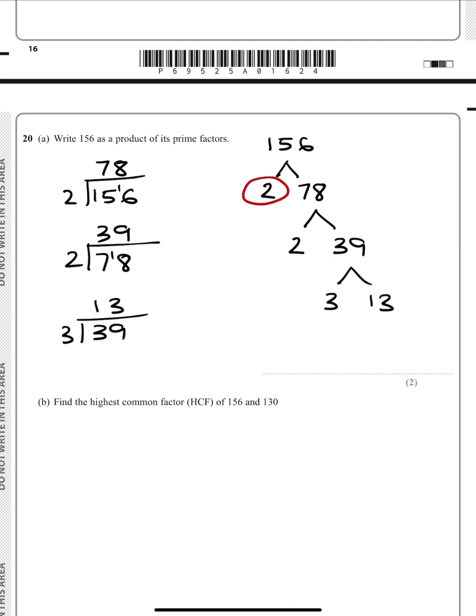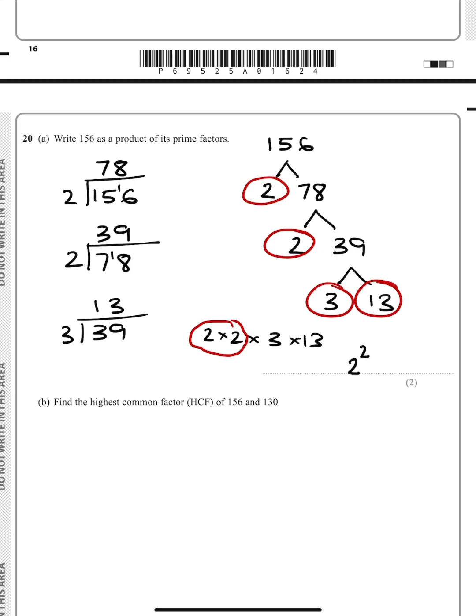So now I'm going to circle all of my prime factors here. 13 is a prime number, so I stopped. And therefore, 156 can be written as 2 times 2 times 3 times 13. But I can even write down 2 times 2 as 2 to the power of 2. So my final answer is going to be 2 to the power of 2 times 3 times 13.